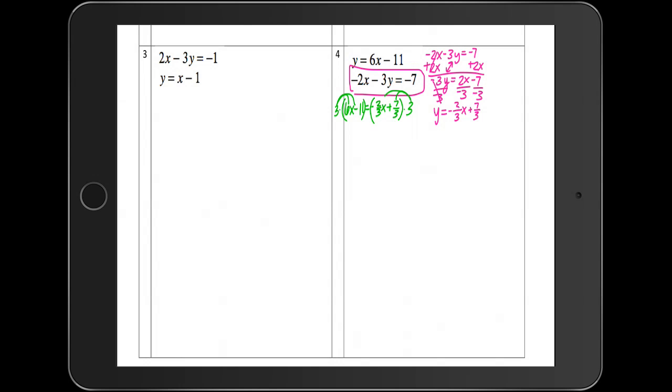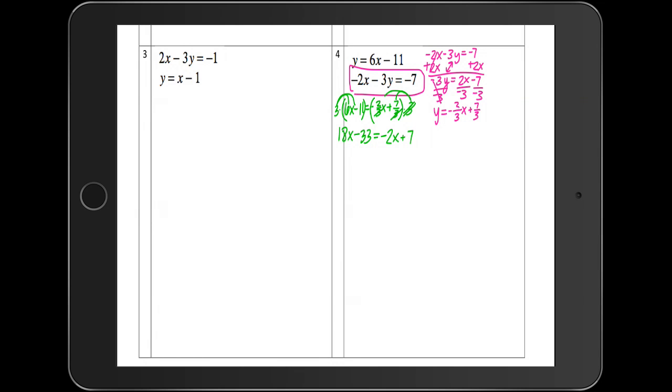So 3 times 6x gives me 18x's. 3 times 11 gives me 33. Equals, the point of multiplying this side by 3 was to get rid of the fractions, and that's exactly what's going to happen. I get negative 2x plus 7. And if you're wondering, why isn't this 21 or why isn't that 6? It's because when I multiply by 3, it cancels this out with this 3. Cancels this 3 out with this 3.